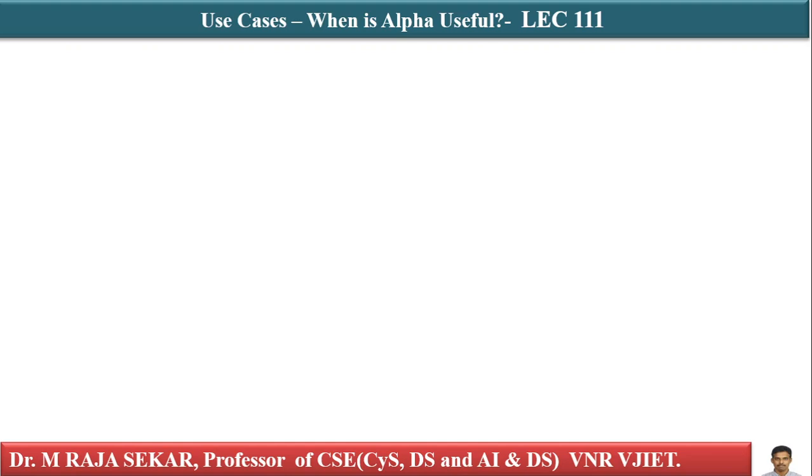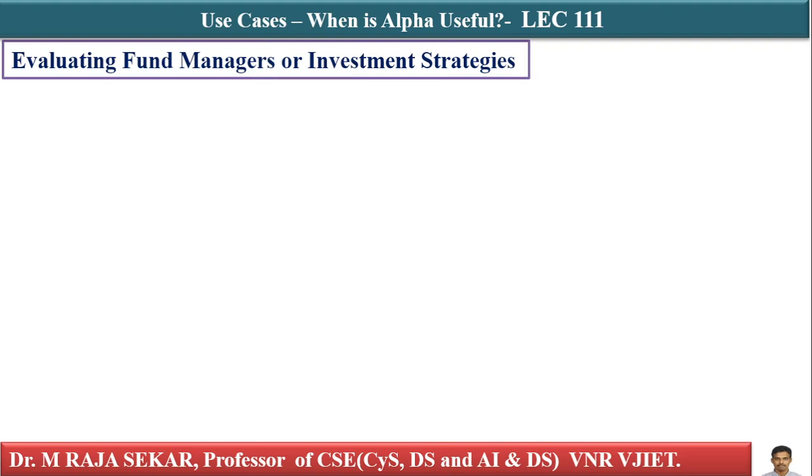Let us try to understand use cases. This is important. What is this use case? When is alpha useful?